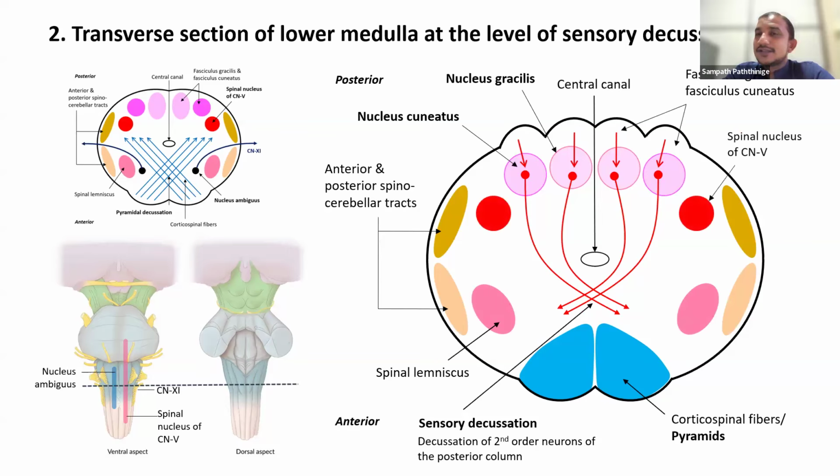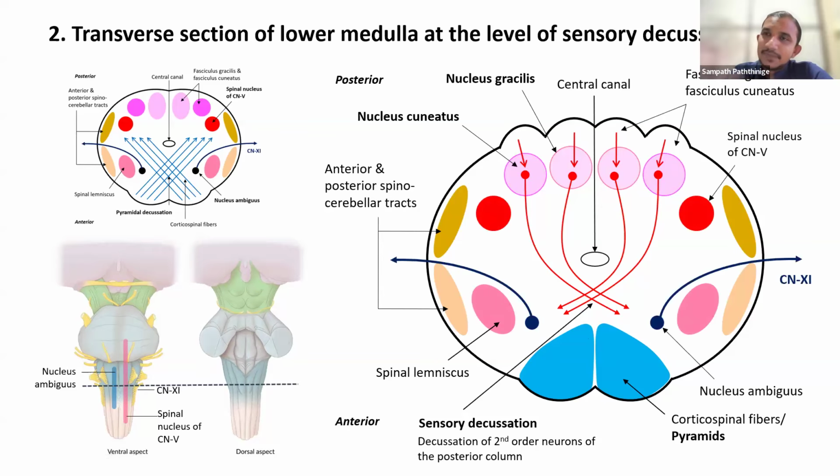So then think about the cranial nerves. You again have the trigeminal nerve nucleus, that is sensory, and the vagus nerve nucleus, and the vagus nerve arising from that. So that completes the second section.